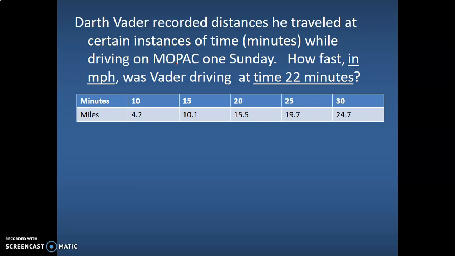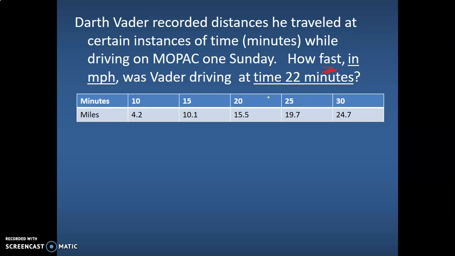So this first one is if you have a table of values giving you times and distances, and you're asked to find a speed or a velocity. And I'm going to go ahead and switch to the yellow color. I think that shows up a little better. So we've recorded our distances at specific times. And the question is, how fast in miles per hour was Vader driving at 22 minutes?